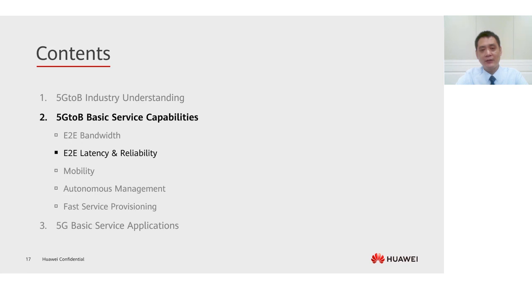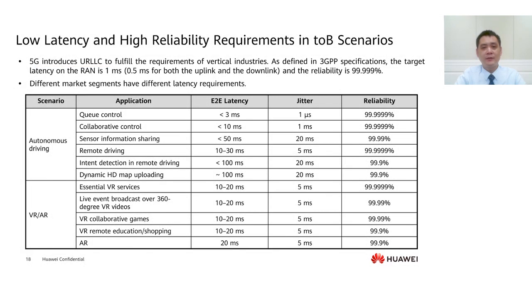In this part, let's take a look at how to ensure end-to-end latency and how to improve reliability. With the development of 5G, the 5G 2B industry has higher requirements on low latency and high reliability on the basis of high bandwidth. URLLC also promotes the development of vertical industries. It implements 1 millisecond latency and 99.999% reliability on the RAN side.